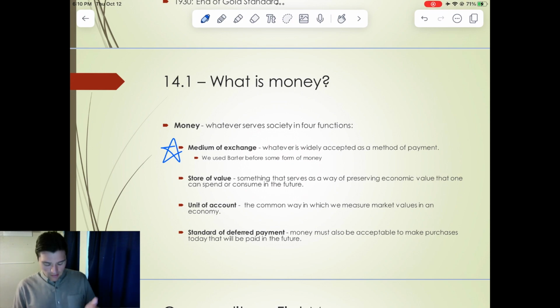And finally, it's a standard of deferred payment. Money must also be acceptable to make purchases today that will be paid in the future. So money could be used today, could be used tomorrow, and that goes right back to the store of value. The only reason you would take money today is because it has value in the future when you go to consume. So these are the 4 main functions of money.